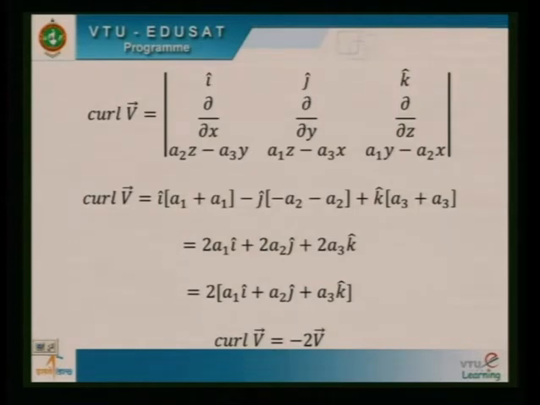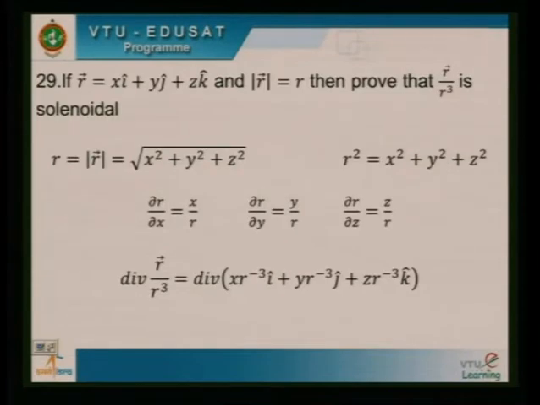Now you get 2a1 i cap plus 2a2 j cap plus 2a3 k cap. Taking 2 common, a1 i vector plus a2 j vector plus a3 k vector can be called W vector, so curl V vector is equal to 2W vector. This is the required result.